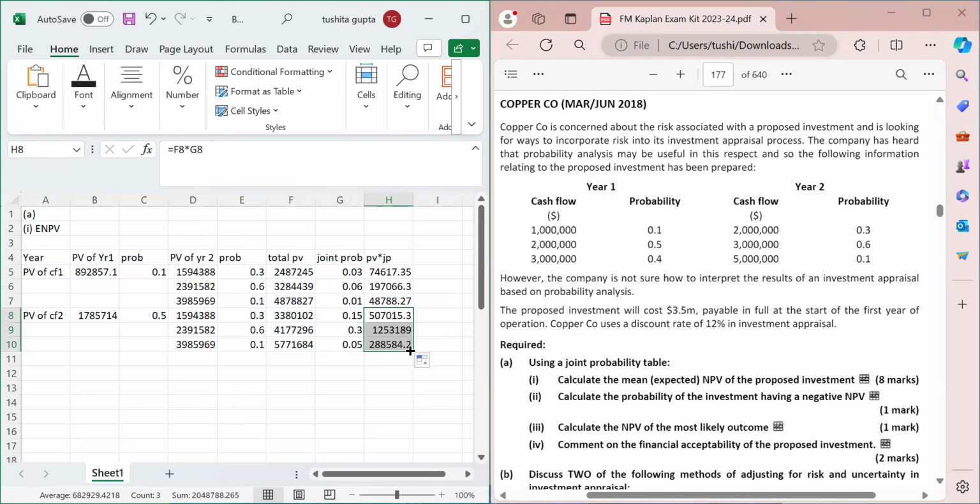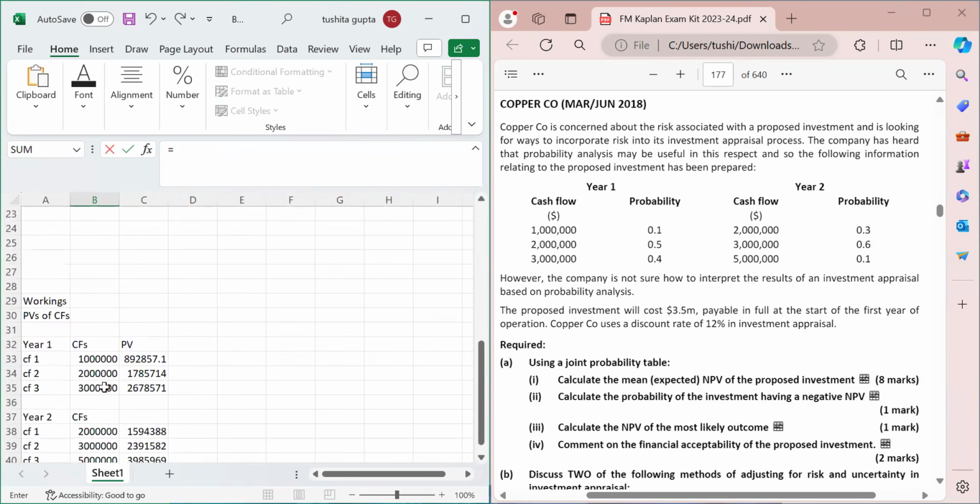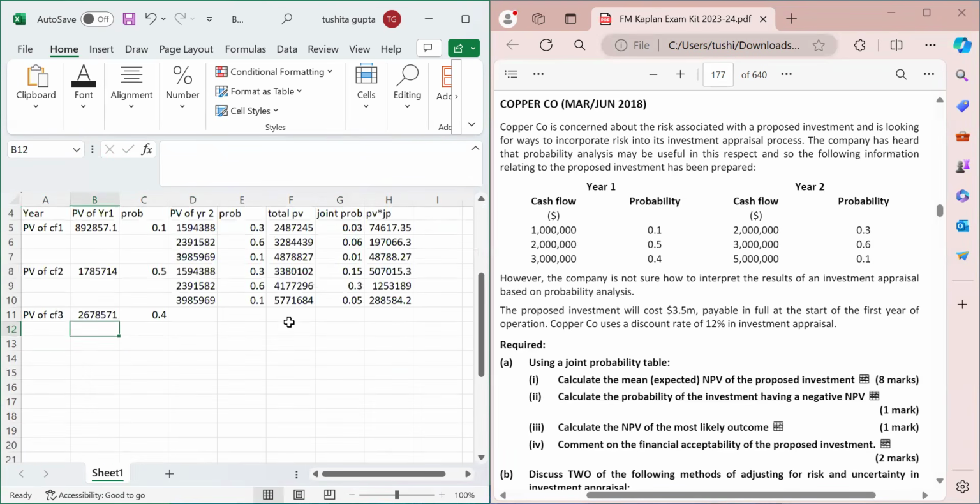So these over here are what I am getting. Now, if I talk about the PV of cash flow 2, now we are done with 2 cash flows. Now let's move to the third one. For the third one, there's a 40% chance that 3 million will happen, and the present value of this 3 million is this right over here.